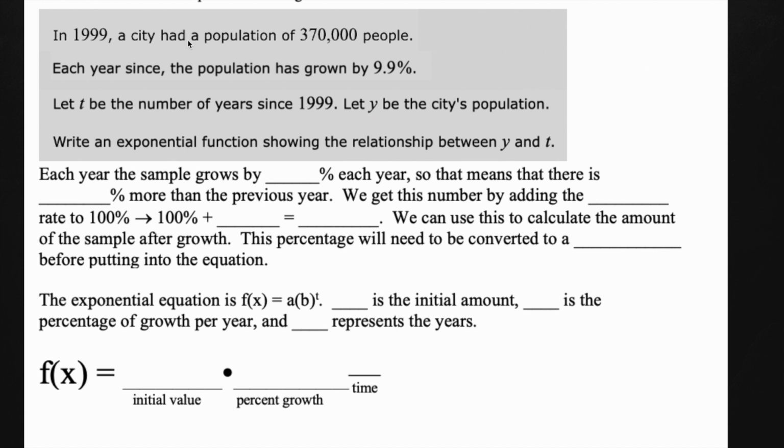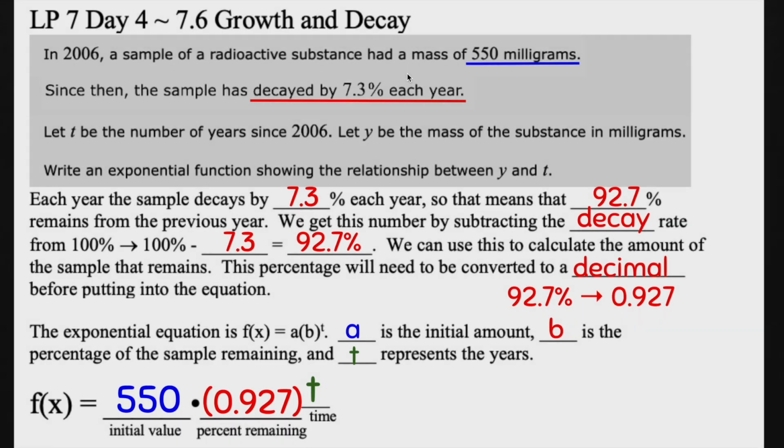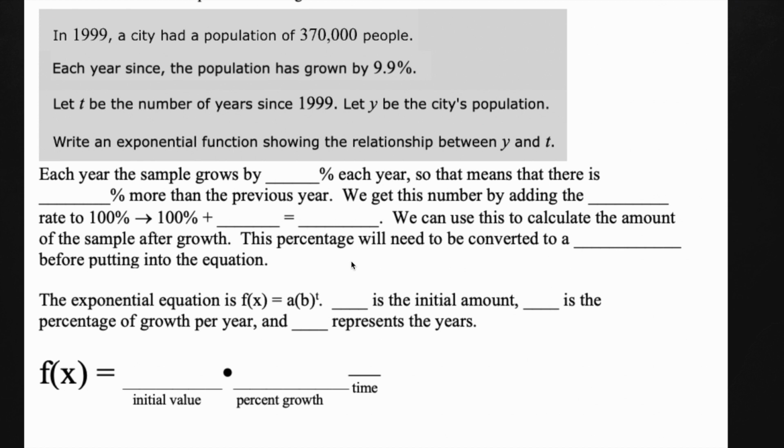All right, so we have one more here. In 1999, a city had a population of 370,000 people. Each year since, the population has grown by 9.9%. So now we're growing, we're not decaying. Remember, on the last one, we subtracted from 100 because we were decaying by 7.3%. There's less remaining each year. In this case, hopefully we can make this connection. Since we're growing, we're not going to subtract this amount. Let's keep reading before we jump too far.